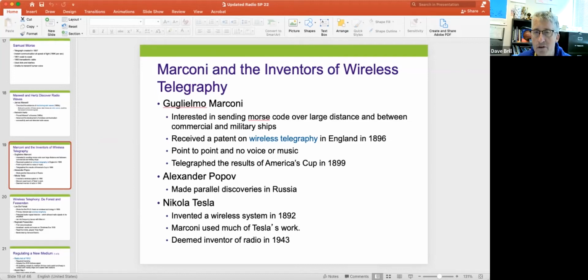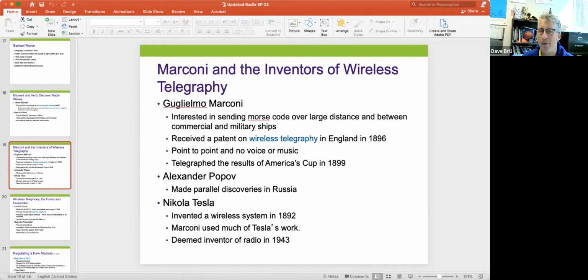All right. Another big, huge name in the industry is a guy by the name of Guglielmo Marconi. So he was interested in sending Morse code over large distances and between commercial and military ships. And in working on this, he received a patent in England in 1896. And believe it or not, Marconi's experiments and later inventions also led to, when we start talking about things during World War I and the formation of RCA, a lot of it being in connection to Marconi's company. But he was English, and this was 1896.